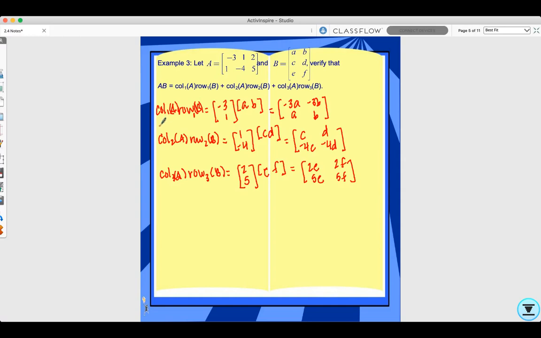And then I need to go ahead and add all of these together. And I would get negative 3a plus c plus 2e, a minus 4c plus 5e, negative 3b plus d plus 2f, and b minus 4d plus 5f.